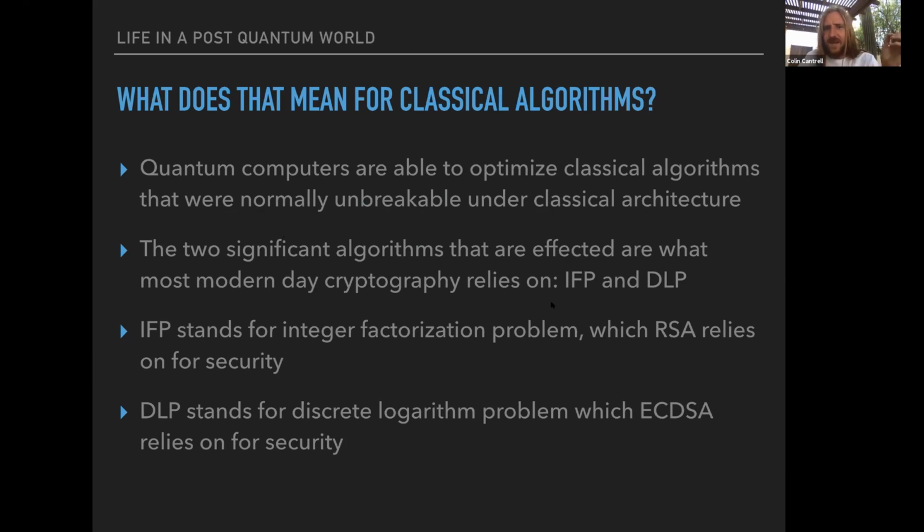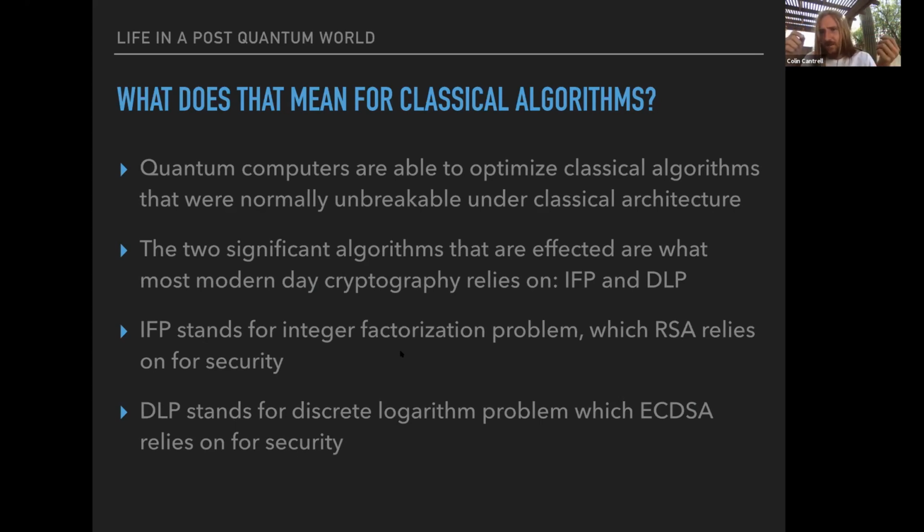Now, the 2 significant algorithms that are affected by a quantum computer are IFP and DLP. IFP stands for the integer factorization problem, which RSA relies on for security. RSA is probably one of the more widely used cryptographic primitives. Blockchain doesn't specifically use it because the keys are very big, but it is used in most encryption systems, and it relies on just 2 prime numbers. It's N equals P times Q. You have 2 prime numbers multiplied together and a mathematical relationship between them, and the security of the algorithm comes from the fact that factoring out the integers in that large number becomes computationally infeasible.